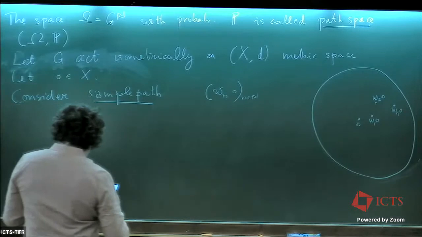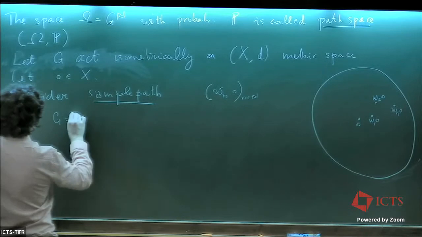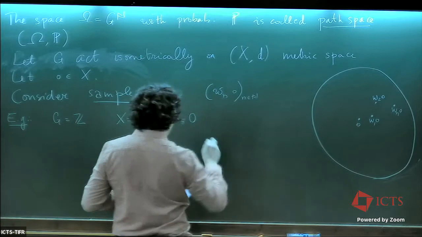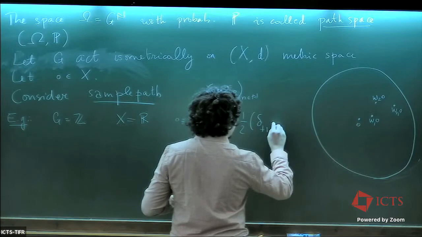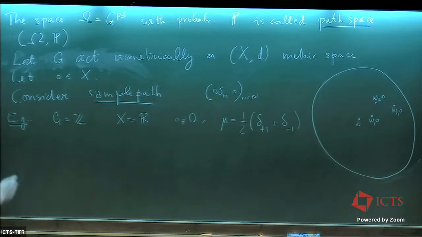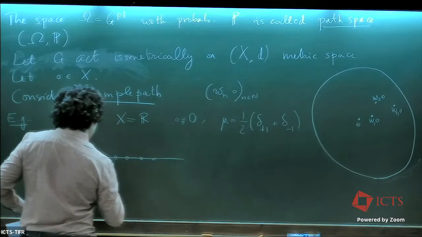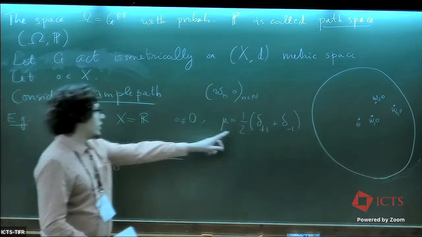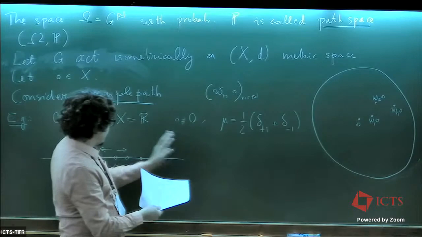Okay, so the examples. Again, if you start with G equals Z, this will act on, for instance, the real line just by translations. And if you take as base point just zero, you can take, for instance, the measure concentrated on plus one with probability 1/2 and minus one with probability 1/2. This gives the usual simple random walk on the line that we all love or hate, I don't know. At zero, you have the two moves, so that's just a classical simple random walk. And of course, you can change this measure to make the walk biased to go towards the right or towards the left.